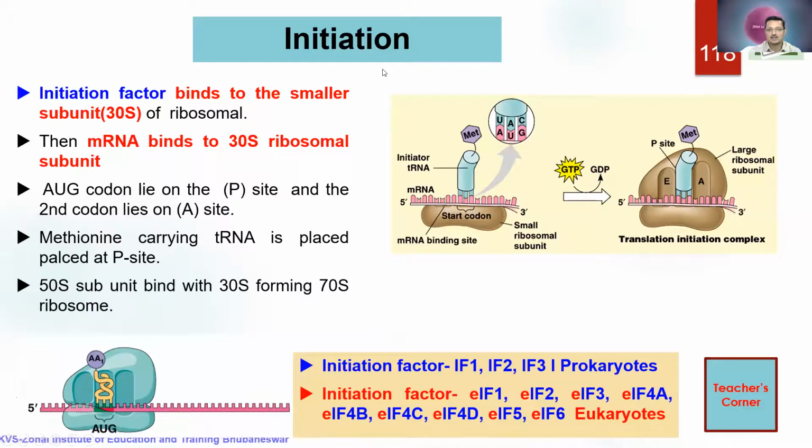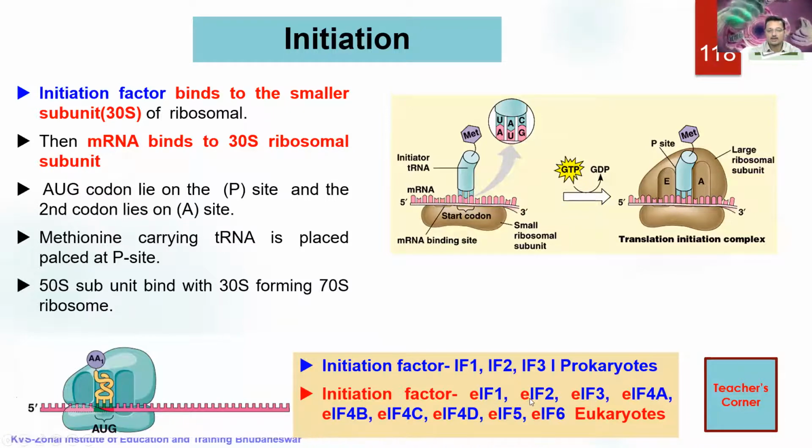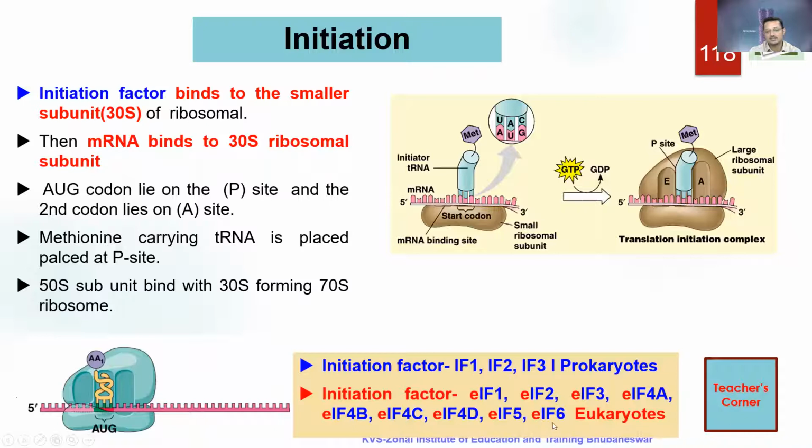Before we go with initiation, let us talk about initiation factors. First of all, in prokaryotes there are IF1, IF2, IF3, and in eukaryotes there are more than 3. There are around 9 factors: eIF1, eIF2, eIF3, eIF4A, 4B, 4C, and 4D, eIF5, and eIF6 in eukaryotes.